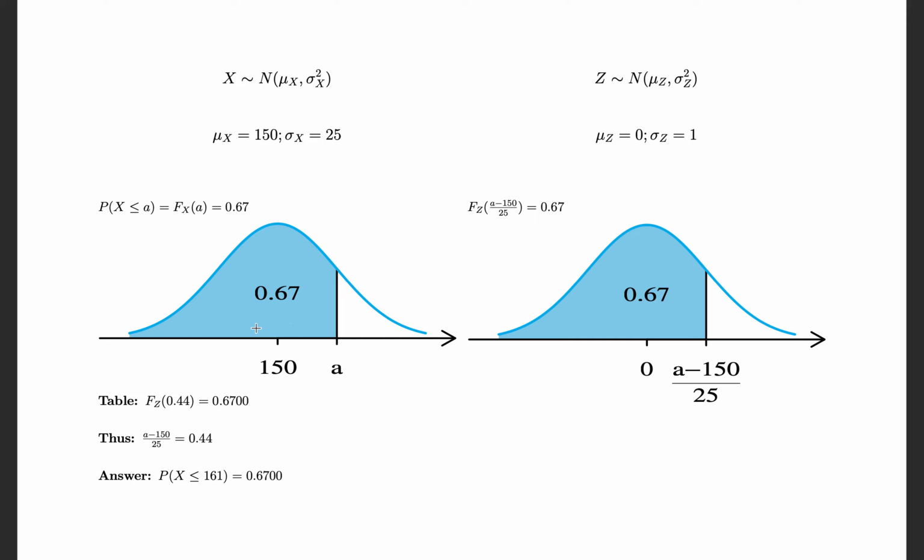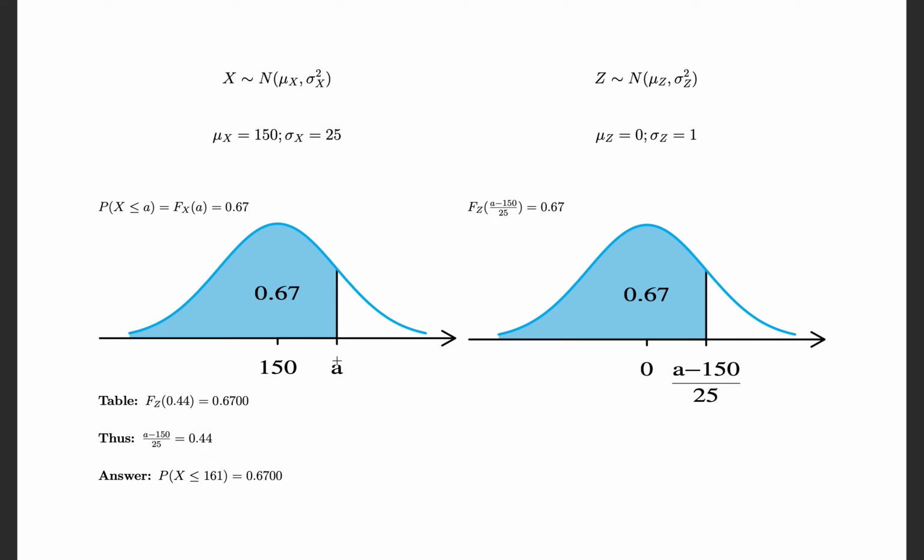So let's say we want 67% area under the graph on the left-hand side of a. We can understand that a must be a bigger value than 150. Why? Because we have 50% on each side of 150. So 50% on this side, and we have 50% on this side. So if we want the area under the graph to be 67%, then a must be a larger value than 150.